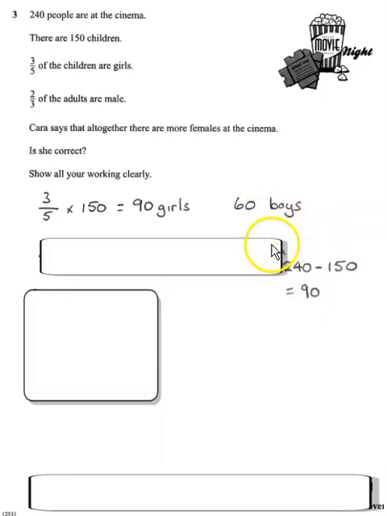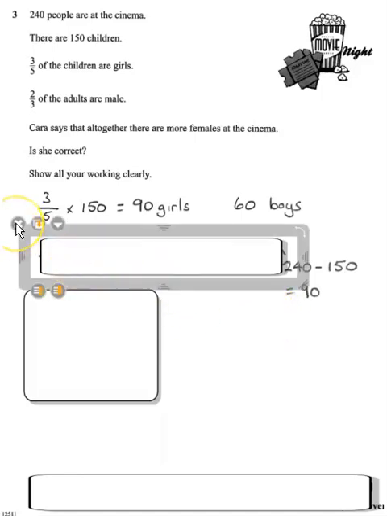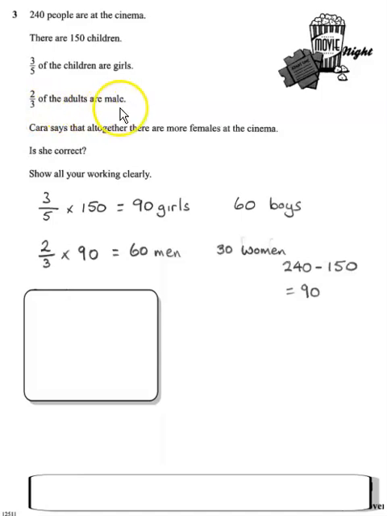Then the next part of it is we find out where the adults are. It's 240 people at the cinema, so 240 take away 150, which is 90. So that means there's 90 adults. We take those 90 adults, and the question says 2/3 of the adults are male, so we find out how many males there were. We see 2/3 of 90 is 60. Because the adults are 90 people, you just take it away. You know that 30 women would be left there. So 60 men and 30 women would make the 90 adults.